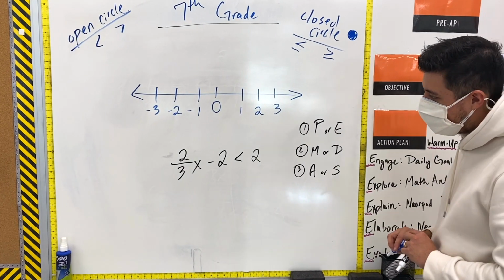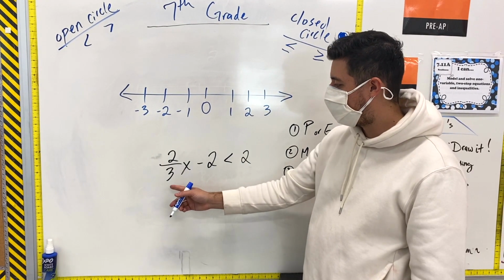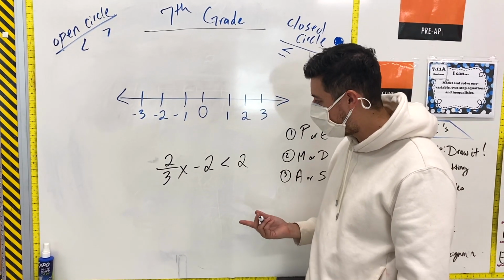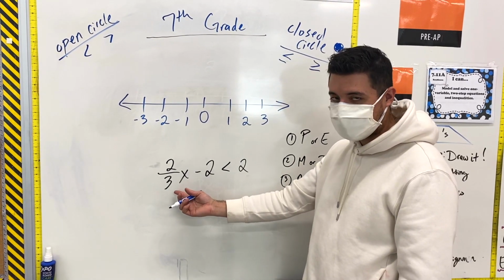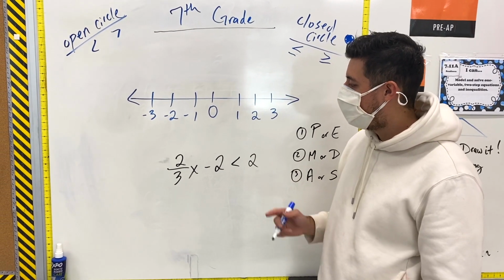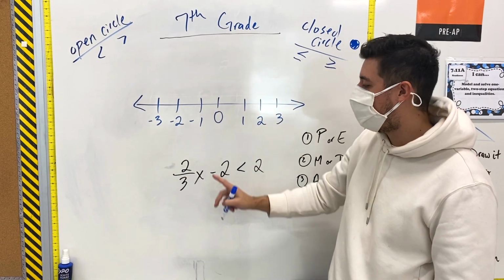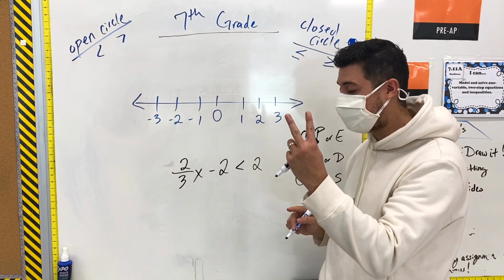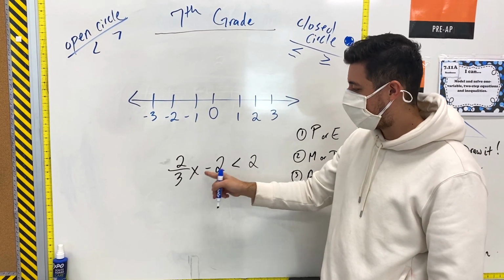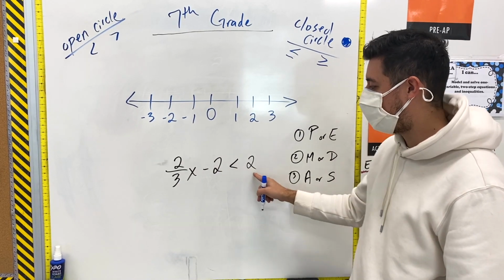All right, guys, here's another problem. Here's a new one. We have a fraction in front. A lot of people tend to struggle with having a fraction, so that's why I want to go over it today. Remember, these are 7th grade inequalities because it involves 2 steps. Here we have 2/3 x minus 2 is less than 2.